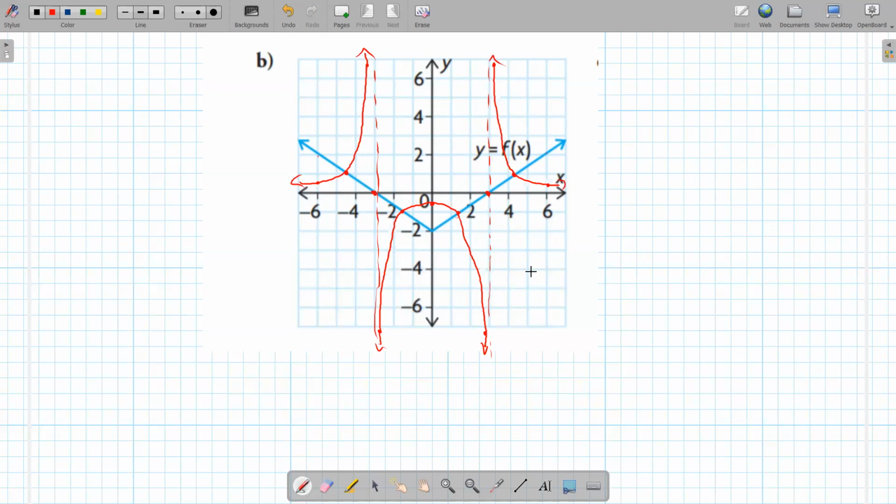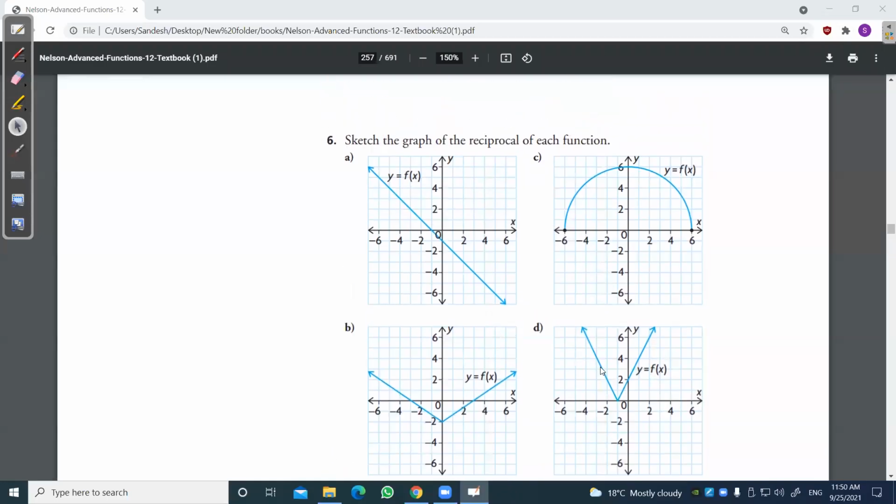It's not that bad, right? No, I think once I keep doing it, it's not going to be that hard. D is very similar to B. We don't have to do it. Let's do C.